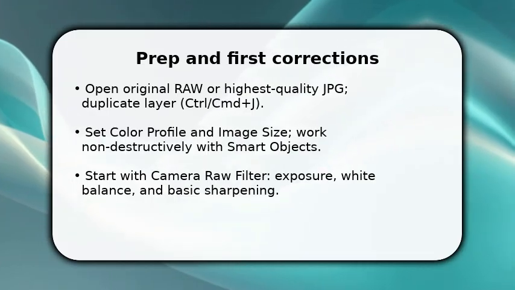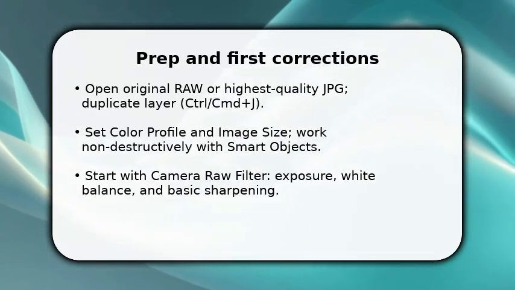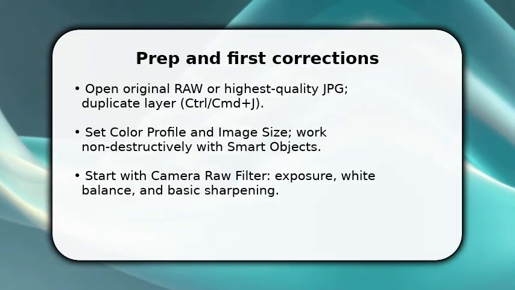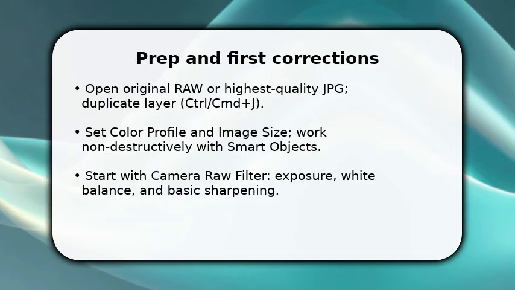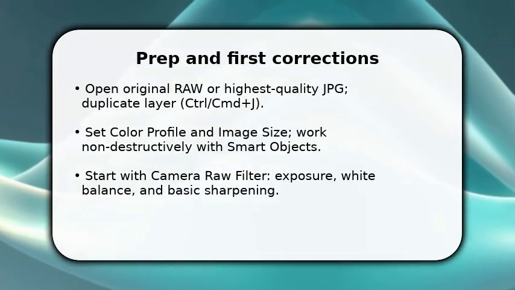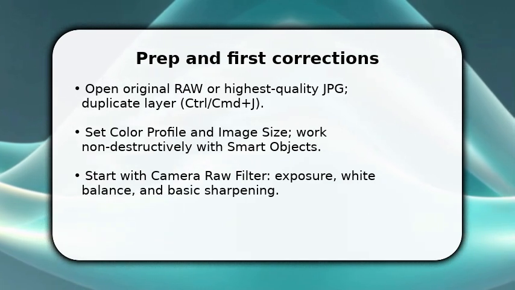Next, apply Camera Raw filter for first-pass fixes. Correct exposure, tint, and contrast to restore overall tone. You should also apply subtle detail sharpening here. This gives a clean foundation for later localized work and prevents overprocessing downstream.